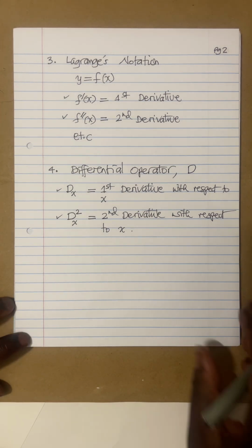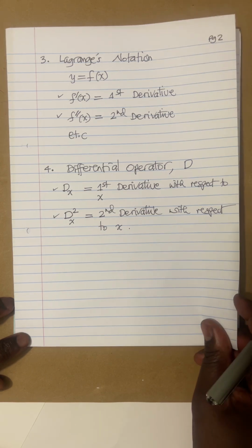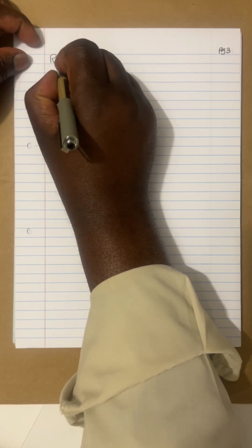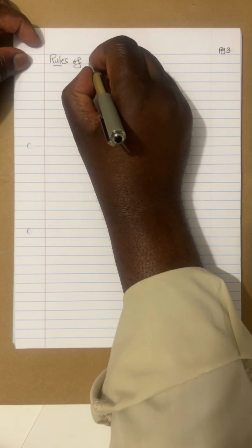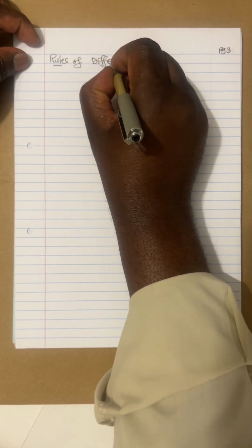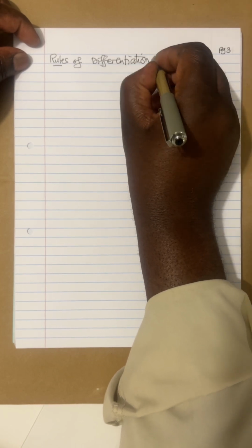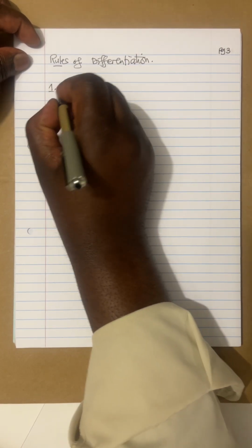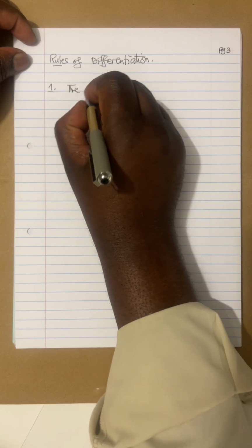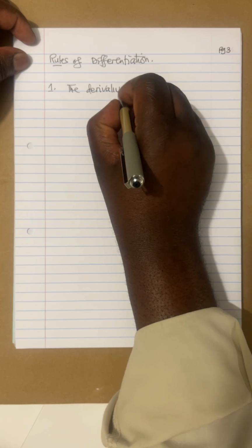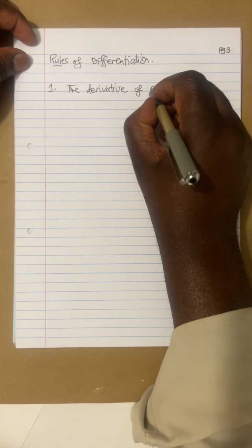Right. Now let's move on to rules of differentiation. I'll need a fresh page for that. Rules of differentiation. Number 1, the derivative of a constant is 0.